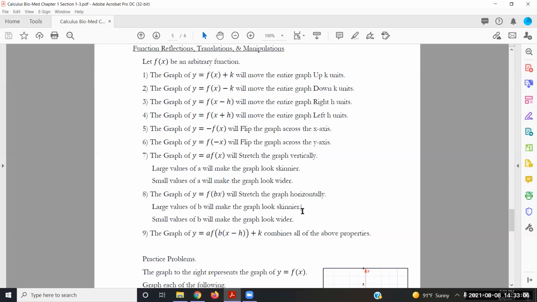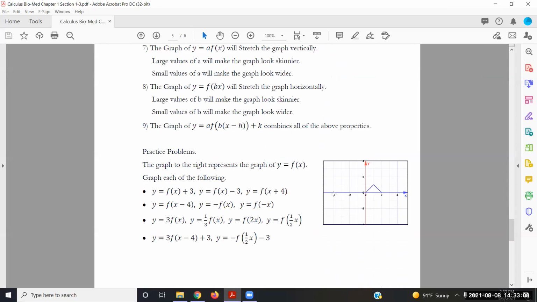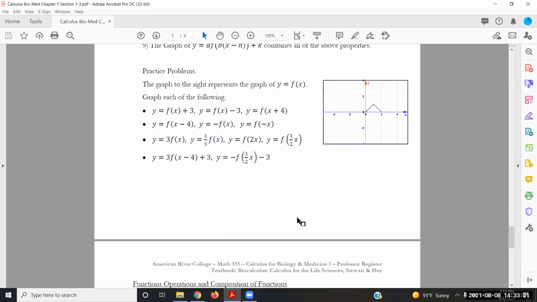Hopefully that helps. If you want, here's another practice problem where you can take this function and try and do all of these different function manipulations to it. You should be able to do it by hand without too much trouble. But if you want, you can go to Desmos and play with these functions.